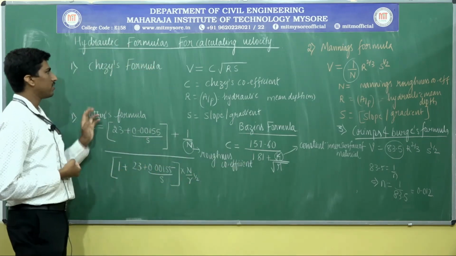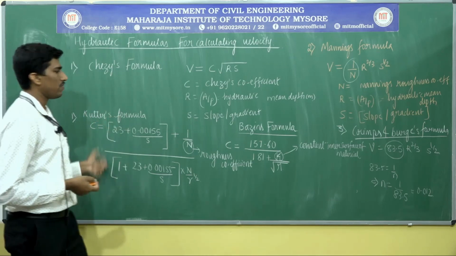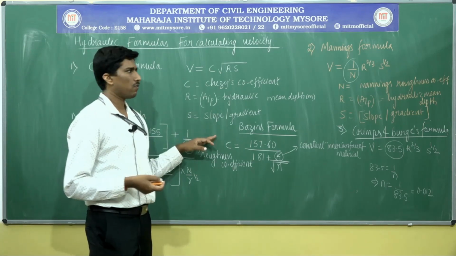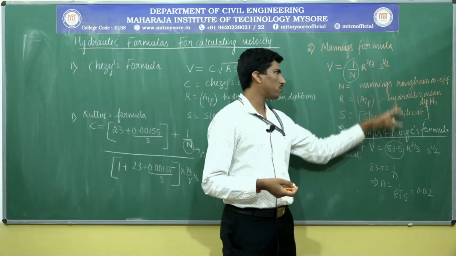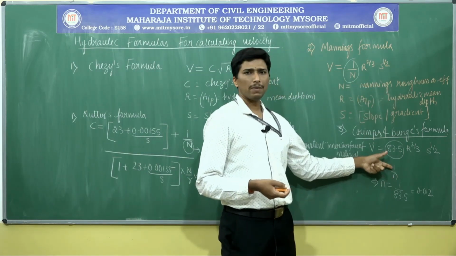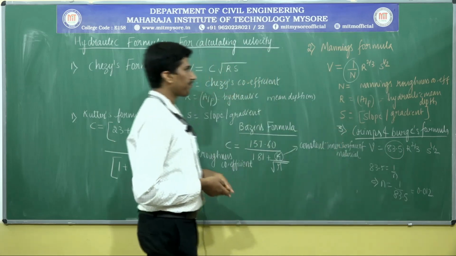So with this, for the determination of C in Chezy's formula, we have the Kutter's as well as the Bazin's formula. Especially for the Manning's formula, we have V = 1/n R^(2/3) S^(1/2). Same thing, it is also applicable here.